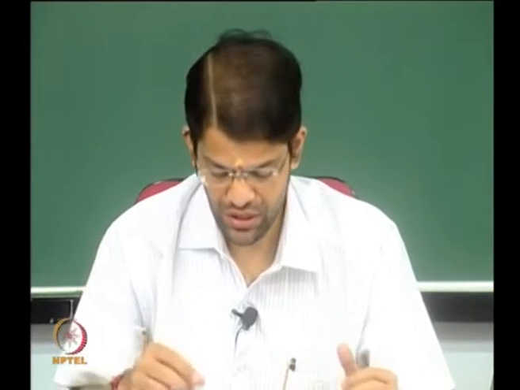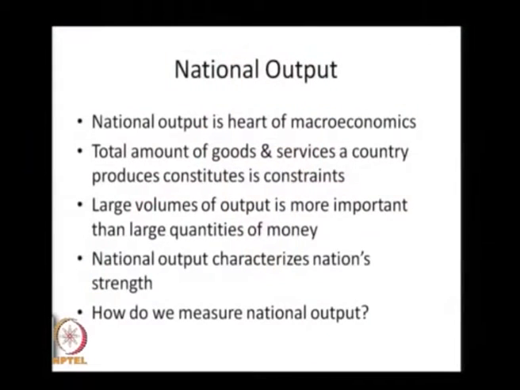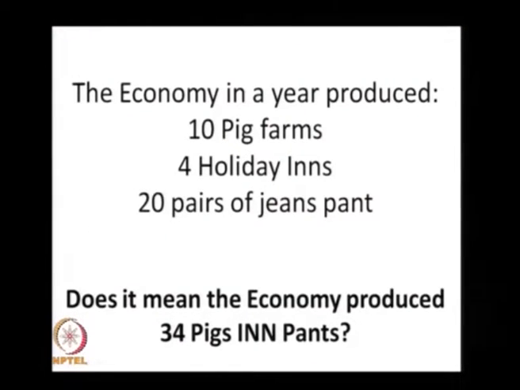So, how do we measure national output is the question. We need to understand what constitutes output. Let us take a nation's economy in a year, and say throughout this year it produced 10 pig farms, 4 holiday inns and 20 pairs of jeans, and this is the economic activity of a given nation in a given year.